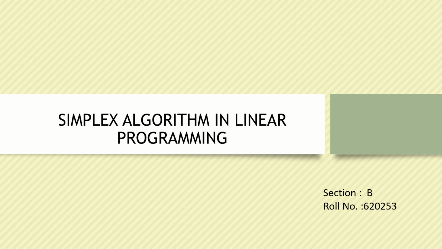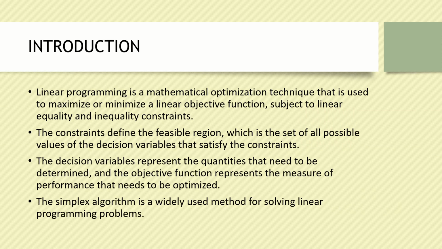In this video, I am going to explain simplex algorithm in linear programming along with the Python code. Linear programming is a mathematical optimization technique that is used to maximize or minimize a linear objective function subject to linear equality or inequality constraints. What are constraints? Constraints define a feasible region, which is the set of all possible values of the decision variables that satisfy the constraints.